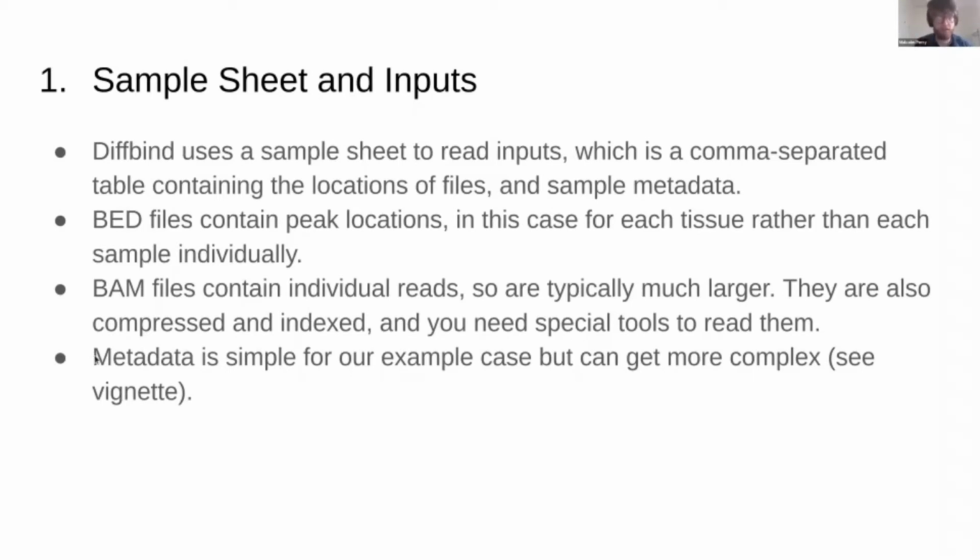And we also have some simple metadata included in the sample sheet. So for us, it's just tissue and replicate. Tissue being either sperm or oocyte, and replicate being just one or two.